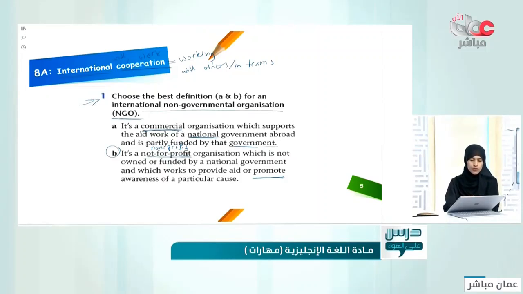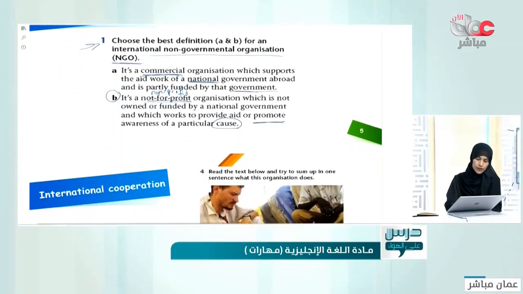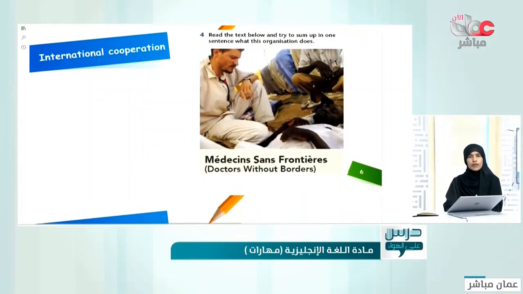So an NGO is not profitable, it's charitable, as we'll see in a minute. It's not supported in whatsoever way by the government. It provides aid or promotes awareness of a particular cause. There could be a reason, whether it's medical, helping poor people, helping people study. It could be any kind of purpose or cause. Now we have an example of an NGO mentioned in your book. The name of the organization is Doctors Without Borders.